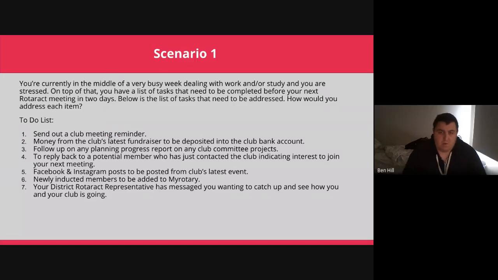So what we want to see in your response is a bit of a priority, if possible, and then what you're going to do to get those things sorted in the 2 days until the meeting.